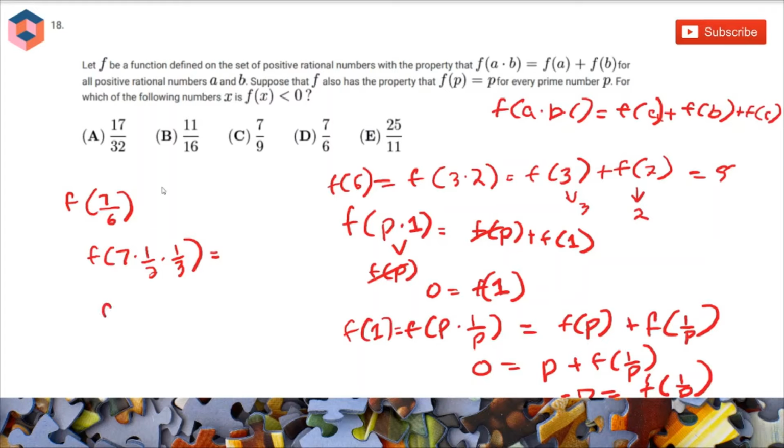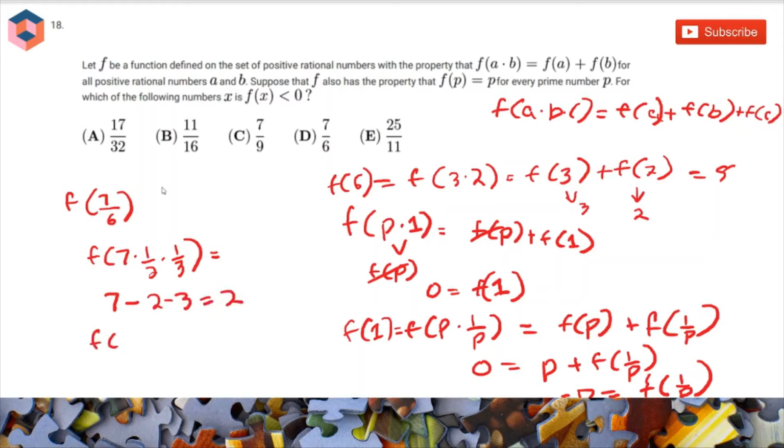So this is just f of 7, which is 7, minus 2, since 1/2 is just minus 2 using this formula that we learned here, since 2 is prime, minus 3, which gives us 2. So this is positive. That works.